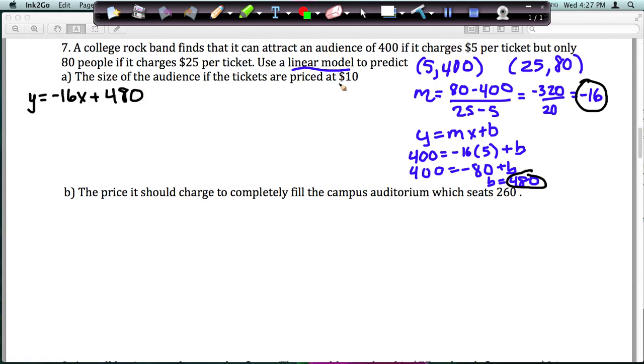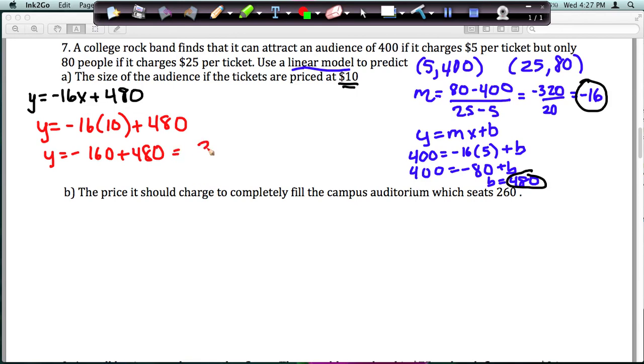Okay, now I can use this to answer the size of the audience if the tickets are priced at $10. So remember, the price of our tickets was our x value. So I'm going to go over to this equation, and where I see x, I'm going to plug in $10 to figure out how many seats I will fill. Go ahead and do this math, and you get negative 160 plus 480, which gives you 320. And this is a word problem, so make sure you include your units. So 320 seats will be filled.